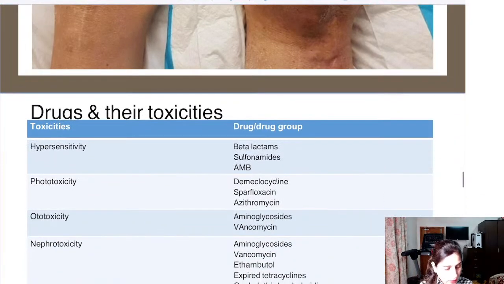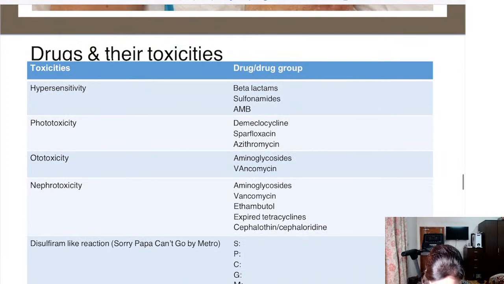Now here's a list of the important drugs and their toxicities. You can take a snapshot, or if you already know, you can just revise this. Okay.